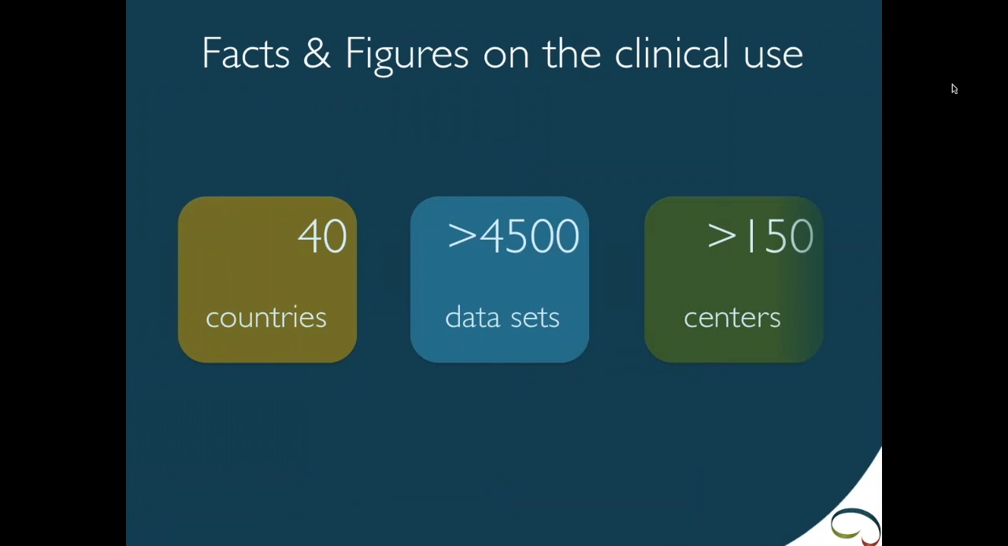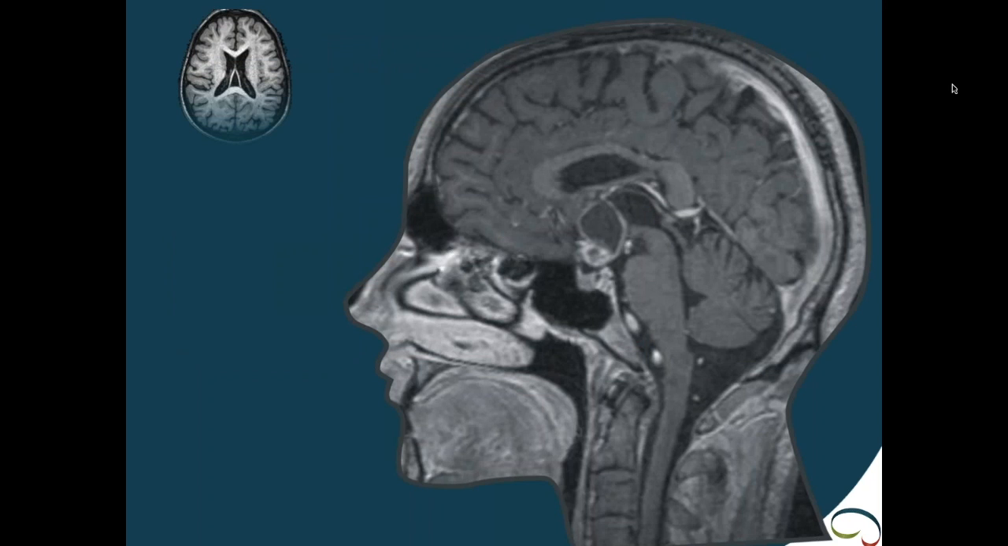Finally, on the clinical use, we obtained our CE approval last year in April. Since then, it has been used in around 40 countries, in more than 150 centers, and we have analyzed more than 4,500 MRI data sets. So it's really great to see that worldwide neurologists and radiologists are interested in receiving the MRI measurements to better follow up their MS patients.